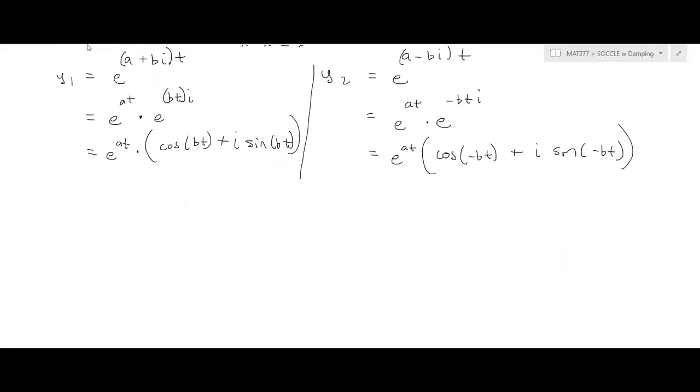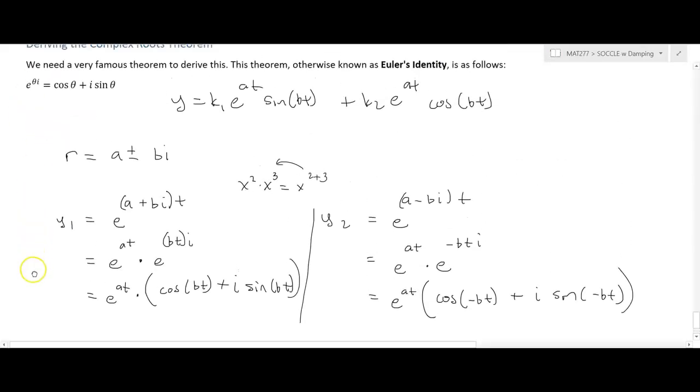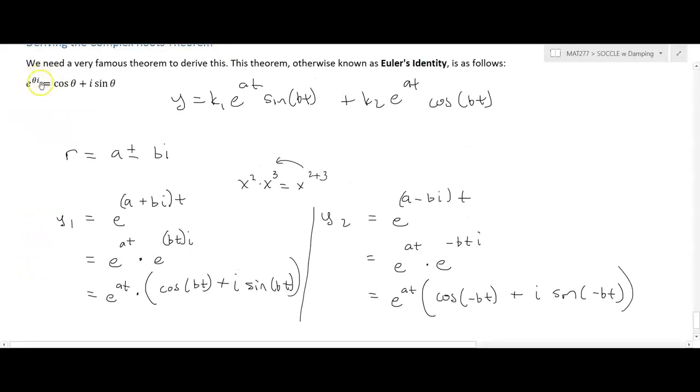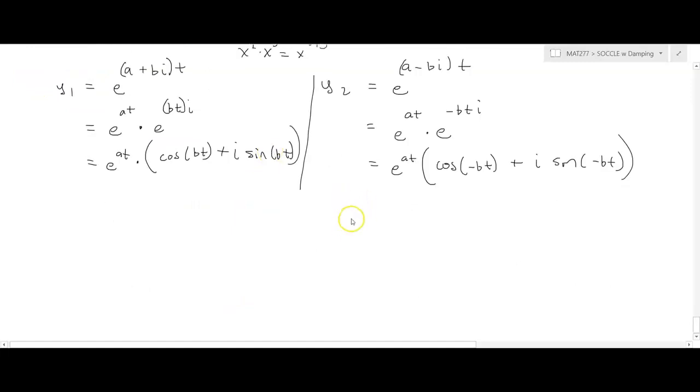Now again, they still involve imaginary numbers, but at least the imaginary number is no longer in an exponent. That's one of the advantages of Euler's identity: it allows us to take the imaginary number and write it as a coefficient instead of as an exponent. Okay, so here's what we're going to observe.